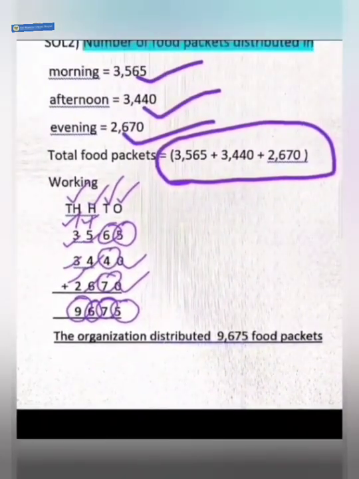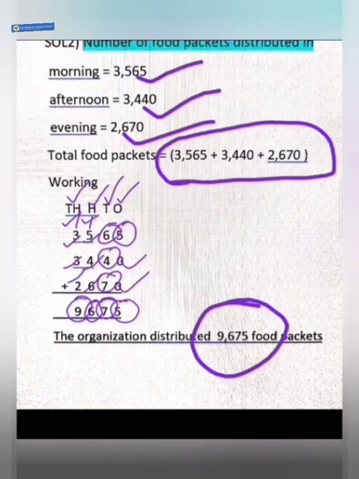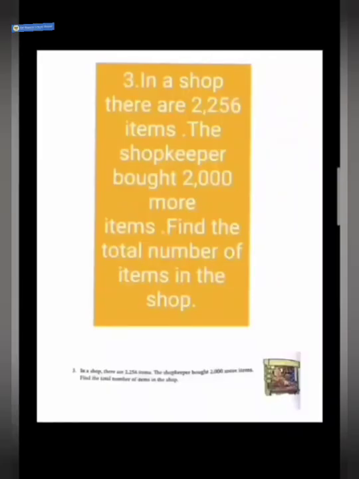Let us look at the concluding statement. We will mention the organization distributed 9,675 food packets. Let's read question number 3 of the worksheet. In a shop there are 2256 items. The shopkeeper bought 2000 more items. Find the total number of items in the shop.